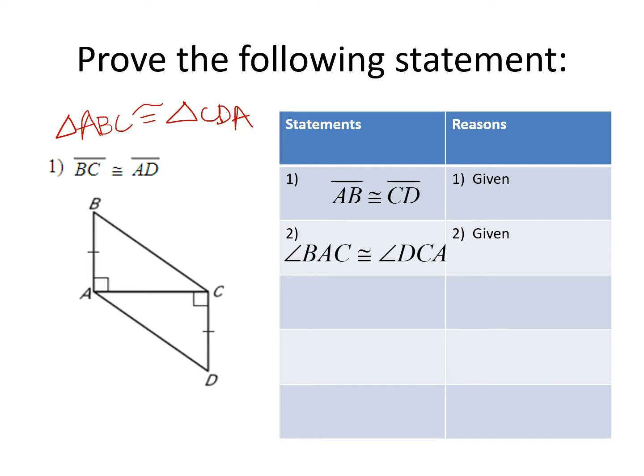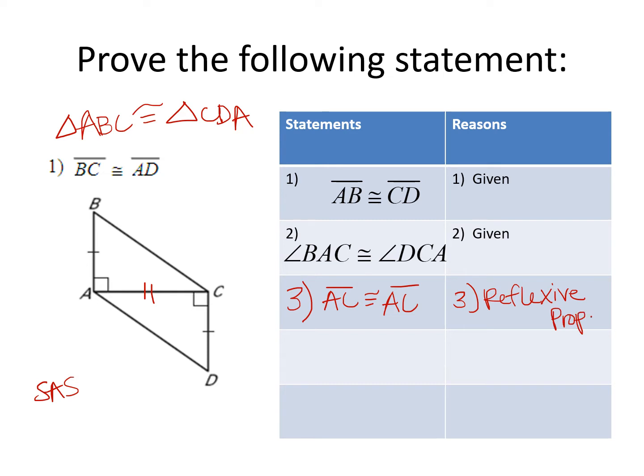Okay, so we know that side AB is congruent to CD, and we know that angle BAC is congruent to DCA. Then our next step, if I were to deduce any information out of this picture, I could say that AC is congruent to AC. So if I were to look here, can I prove these triangles congruent? I would be able to by SAS. So when I go forward now, I have to make sure I write everything down in my proof. So the first thing I want to write down is that marking I made. So step 3, I would want to say that AC is congruent to AC, and my reason for this would be the reflexive property, because I know that AC is congruent to itself.